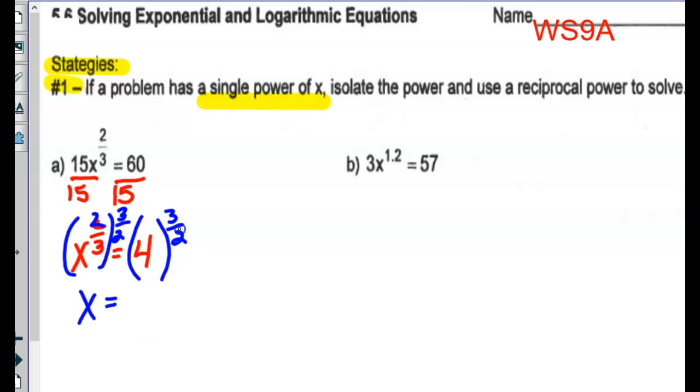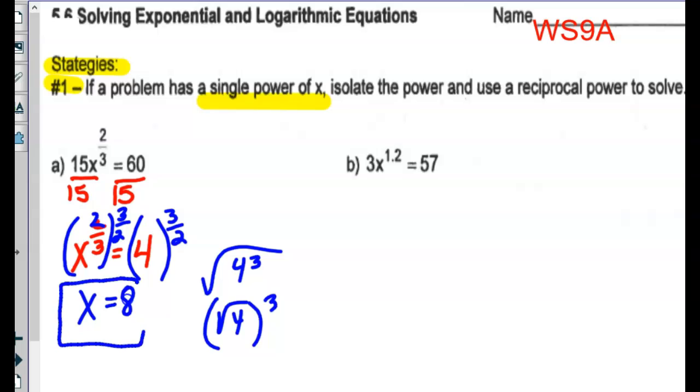Now, what does this mean? Can someone remind me? 4 to the 3rd square rooted? Or the square root of 4 cubed? Doesn't matter which way we do it. Should have the same answer, which is, anybody? 8. So this is 2 to the 3rd, or 8. This is the square root of 64, which is also 8. And if you typed that back in, 15 times 8 to the 2/3, it would be exactly 60.